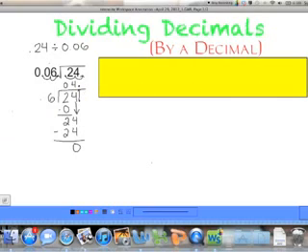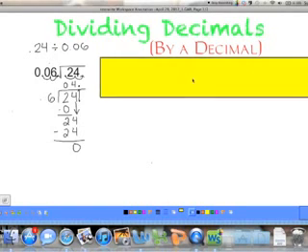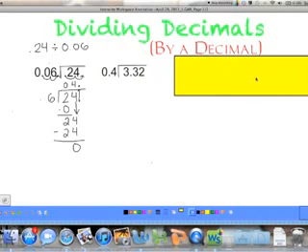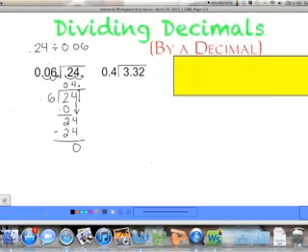Alright, let's look at another problem here. This time when we move our decimal places over, we only have to move once. So we're still going to have this decimal here in our problem. So our new problem becomes 33.2 divided by 4.